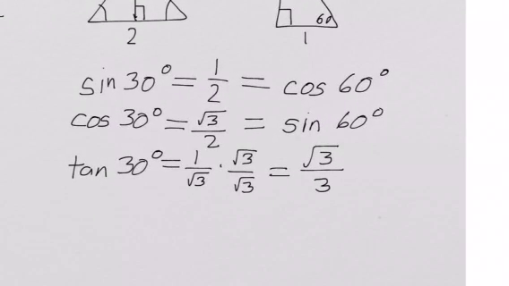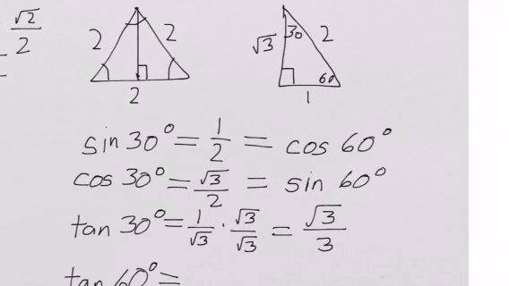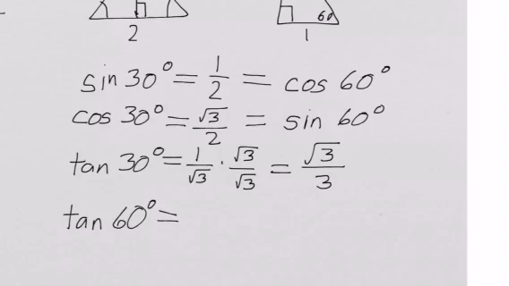Now with the tangent, we've got to do a little bit of work. We are going to use the right triangle definition to obtain this. So we note the side opposite of the 60-degree angle is the square root of 3, and the adjacent leg is 1. So that's the square root of 3 over 1. Division by 1, we're not doing anything, so we get the square root of 3.